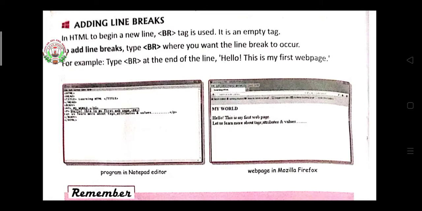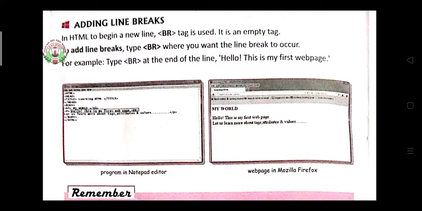So students, today we will learn about some more tags. First, adding a line break. Adding a line break means if you want to begin a new line in an HTML page, here we are using the BR tag. How to write the BR tag? Angular bracket B and R. The full form of BR is line break, meaning the BR tag is used to break the line.